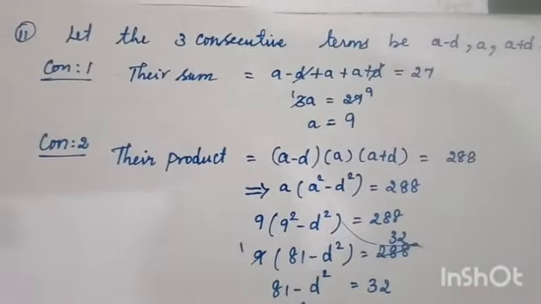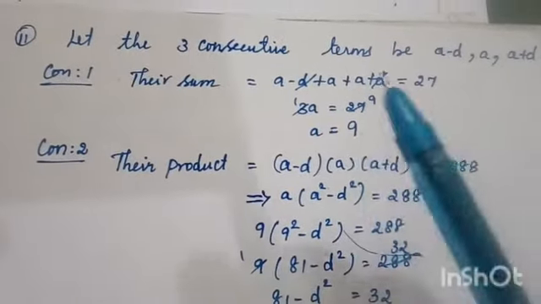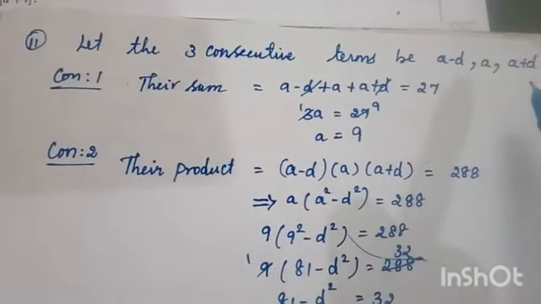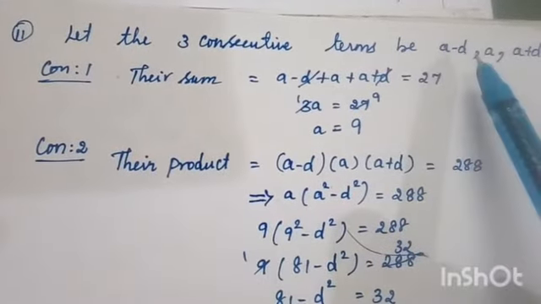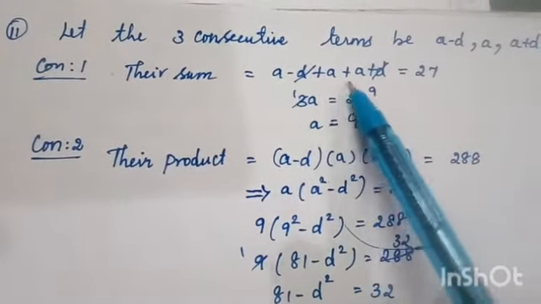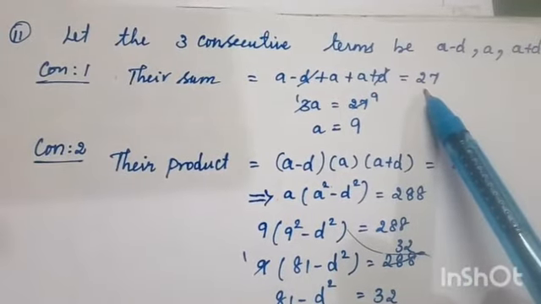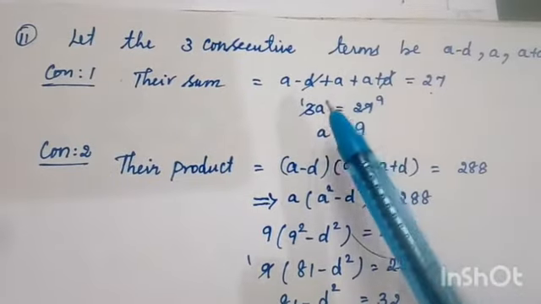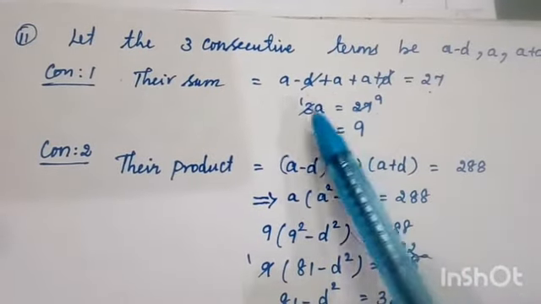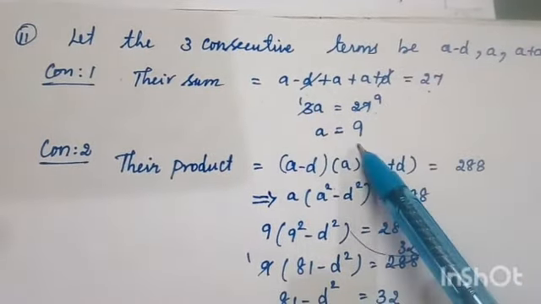First we consider the three consecutive terms, that is a minus d, a, a plus d. The first condition is given their sum. For their sum, a minus d plus a plus a plus d is equal to 27. Minus d plus d cancel, so a plus a plus a, that is 3a equal to 27. One time here, 9 times. So a equal to 9.